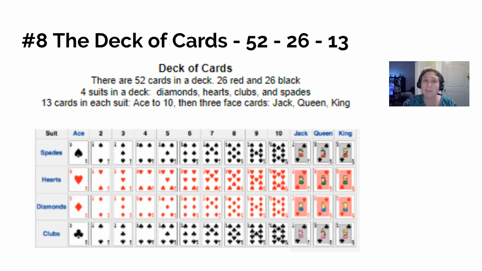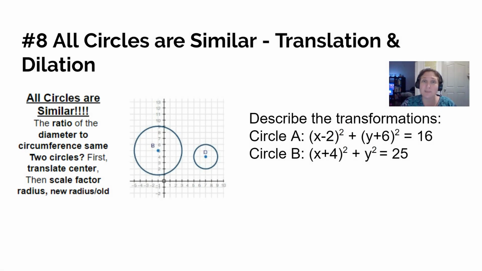If it says with replacement, you look at the card, you put it back, still 52 cards in a deck. If it says without replacement, you hold the card, and maybe you don't need to count that card anymore. 52 cards in a deck, 26 red, 26 black. The 4 suits are hearts, diamonds, clubs, and spades.